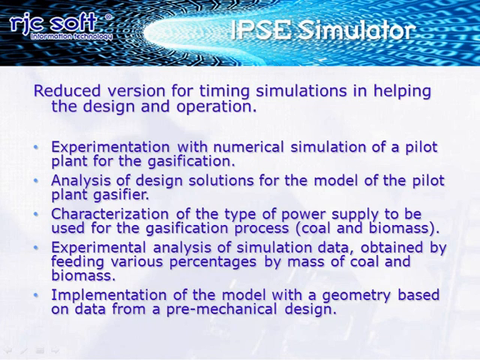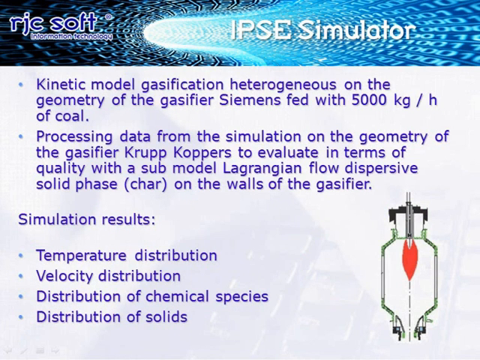The IPSE simulator uses a kinetic model for heterogeneous gasification on the geometry of the Siemens gasifier fed with 5000 kg per hour of coal. Processing data from the simulation of the geometry of the gasifier are compared to evaluate quality with a Lagrangian submodel of the dispersive solid phase flow on the walls of the gasifier. Simulation results are temperature distribution, velocity distribution, distribution of chemical species, and distribution of solids. Examples of results are shown in the following slides.